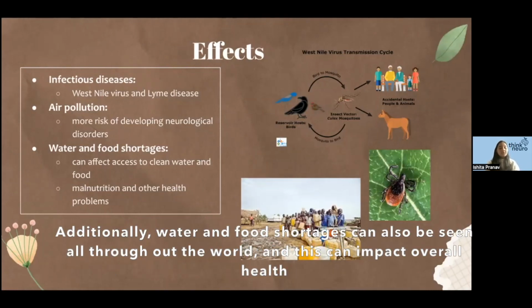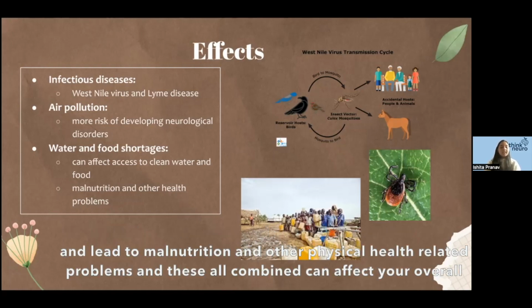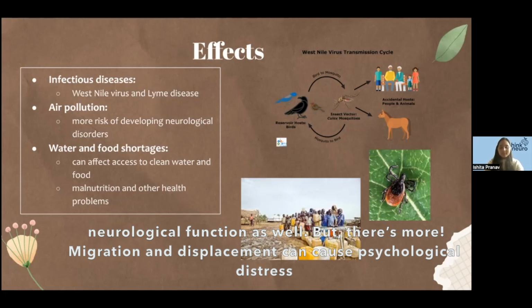Additionally, water and food shortages can also be seen all throughout the world. And this can impact overall health and lead to malnutrition and other physical health related problems. And these all combined can affect your overall neurological function as well.